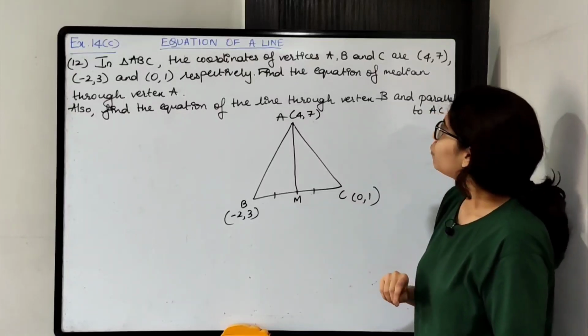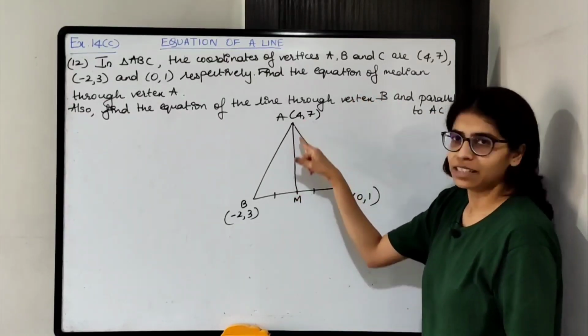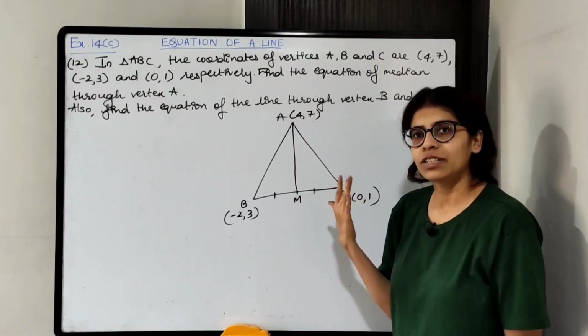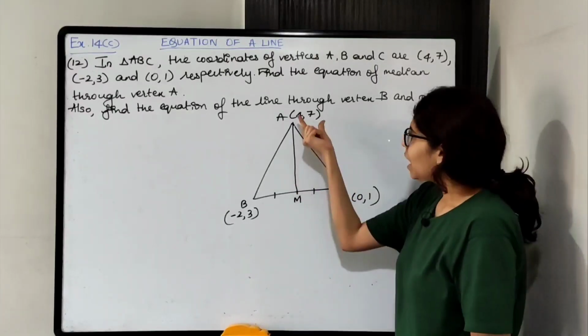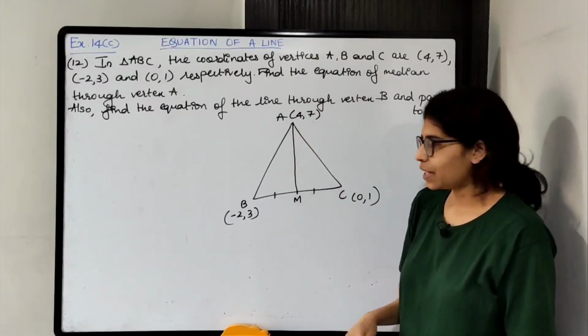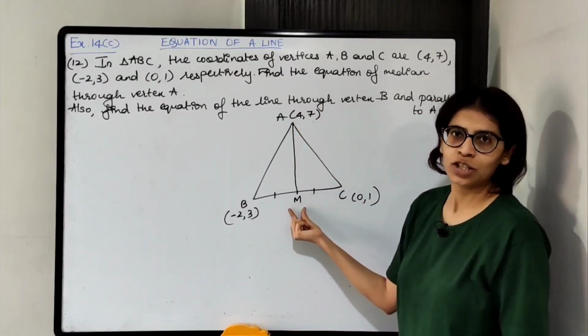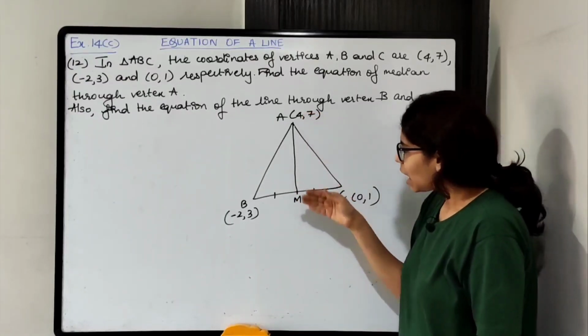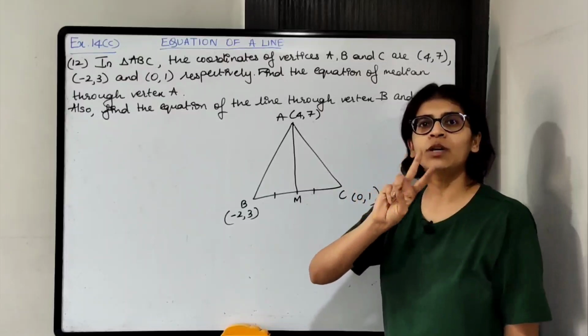Now we have to find the equation of this median. AM का equation find out करना है. To find out the equation, we have A का coordinates. What else can we find out? We can find out M का coordinates also. Once we get M का coordinates, A and M, 2 points का coordinates मिल जाएगा.